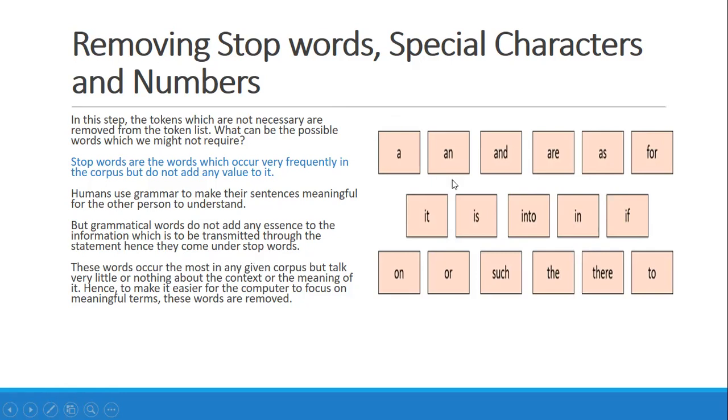For the machine, these stop words are not important because they don't add any value or any meaning, because they are occurring n number of times. The more times the stop words occur, the less value they have in the corpus. These words occur the most in any given corpus but say very little or nothing about the context or the meaning of it. Hence, to make it easier for the computer to focus on meaningful terms, these words are removed.